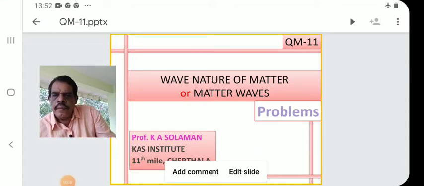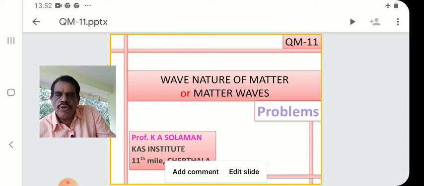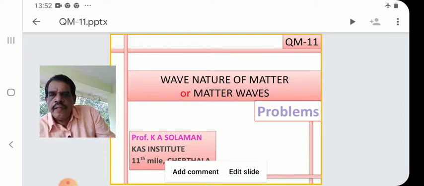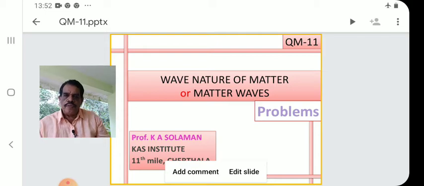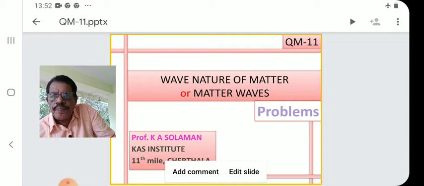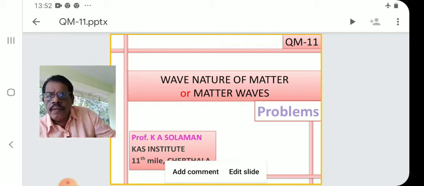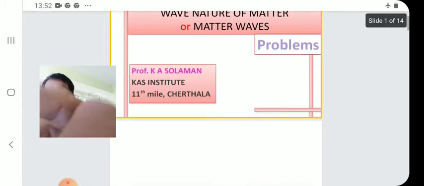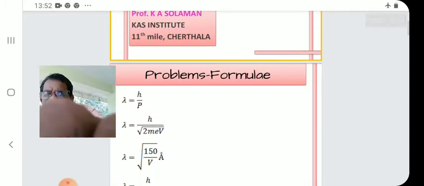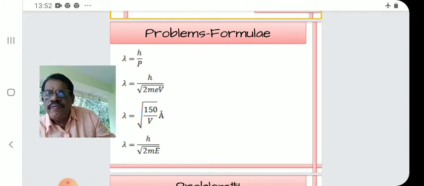Good morning. This is our 11th lecture on quantum mechanics. The topic is wave nature of matter, or matter waves. Problems relating to the wave nature of matter are the topic of discussion today. Initially we have to remember the important formulae we studied in the last lecture.